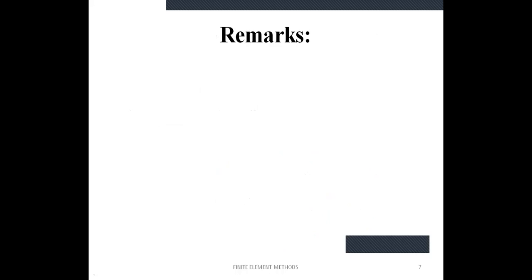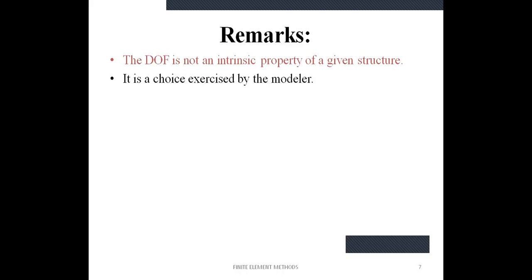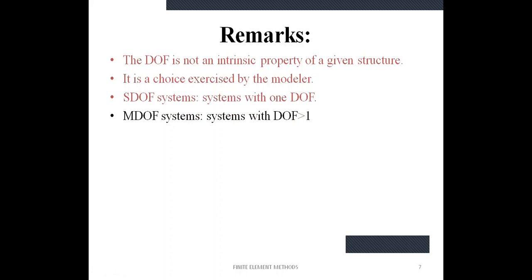We'll see some remarks related to the degree of freedom. The degree of freedom is not an intrinsic property of a given structure, but a choice exercised by the modeler. And here let us see a few things. The SDOF system is nothing but a system with 1 degree of freedom; we call that a single degree of freedom system. If the system has more than 1 degree of freedom, we call it MDOF, multiple degrees of freedom.